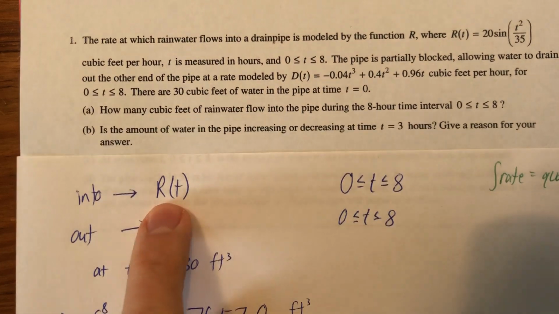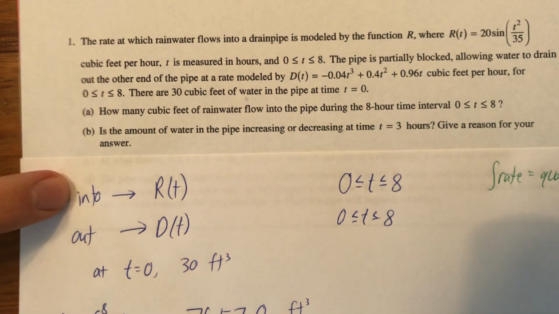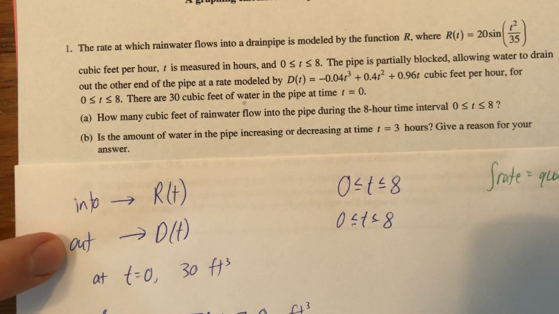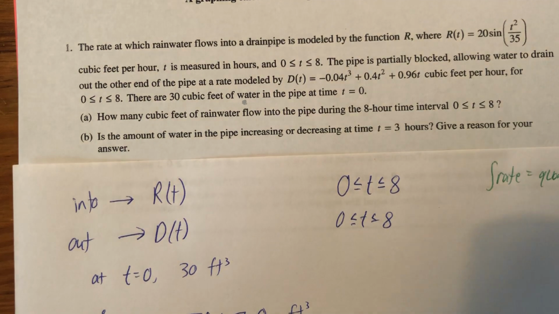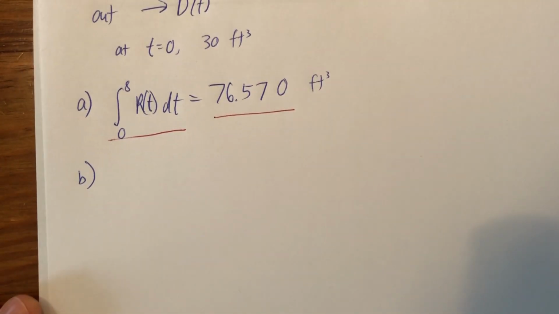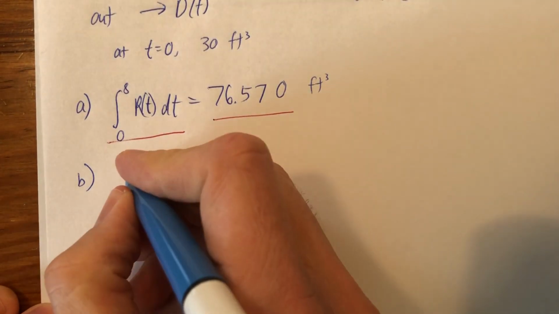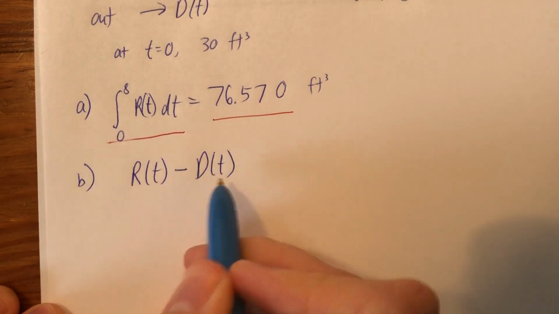The water's going in at this rate, it's going out at this rate, and they've given me rates. If I take what's going in and subtract what's going out, then I will have the rate of change of the flow of the water in and out. It'll be a combination of the two. So in some small sense, I'm making up a new function. And here's my function. The rate of flow of the water is just going to be R of t minus D of t. And it makes sense. This is in, this is out, right?